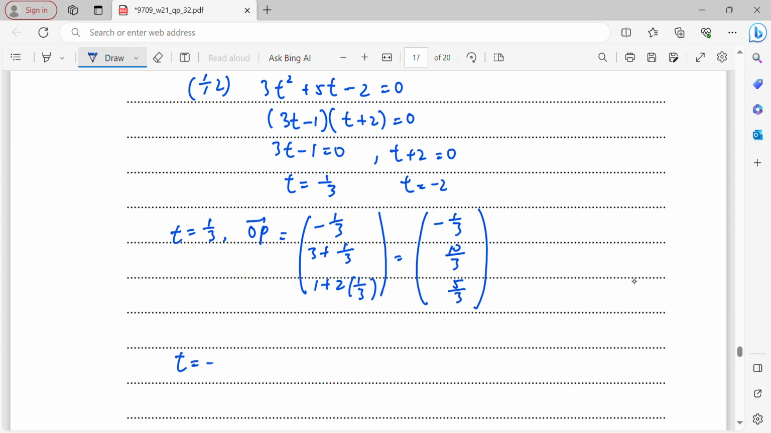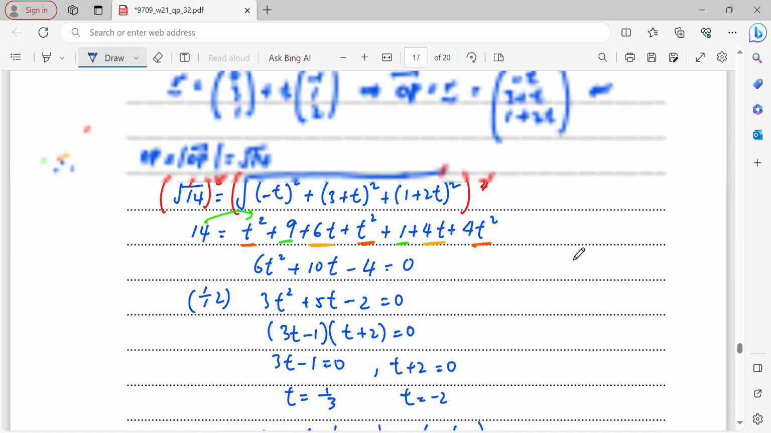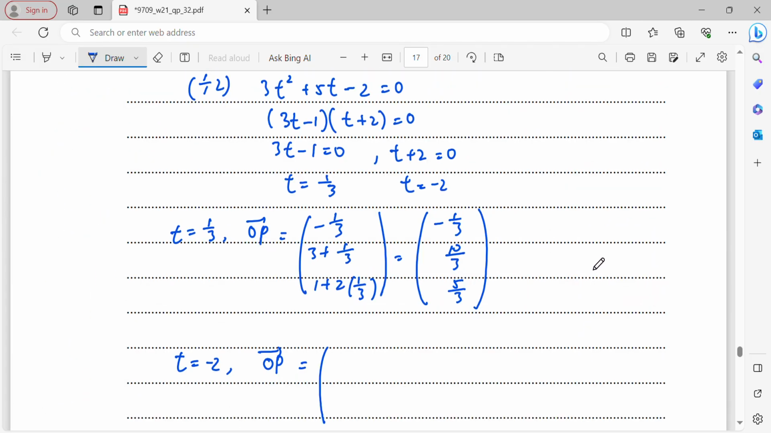Then when t equals negative 2, now my OP is, the first one is going to be negative t. So I will write negative of negative 2. Then 3 plus negative 2. According to the previous calculation, 1 plus 2 times negative 2. So this is going to be 2. 2 plus minus 2 is 1. 3 plus minus 2 is 1. 1 plus 2 times minus 2 is minus 3. So this will be my position vector of point P.